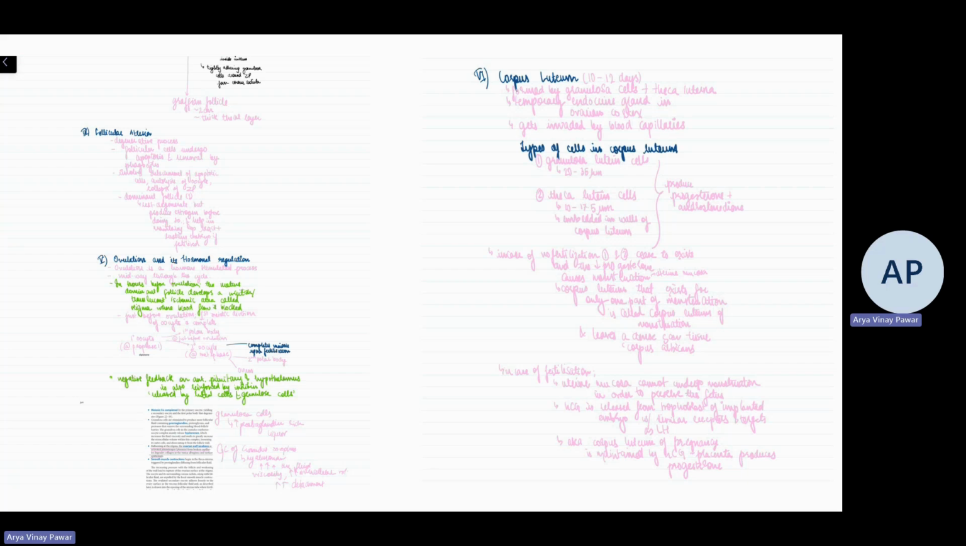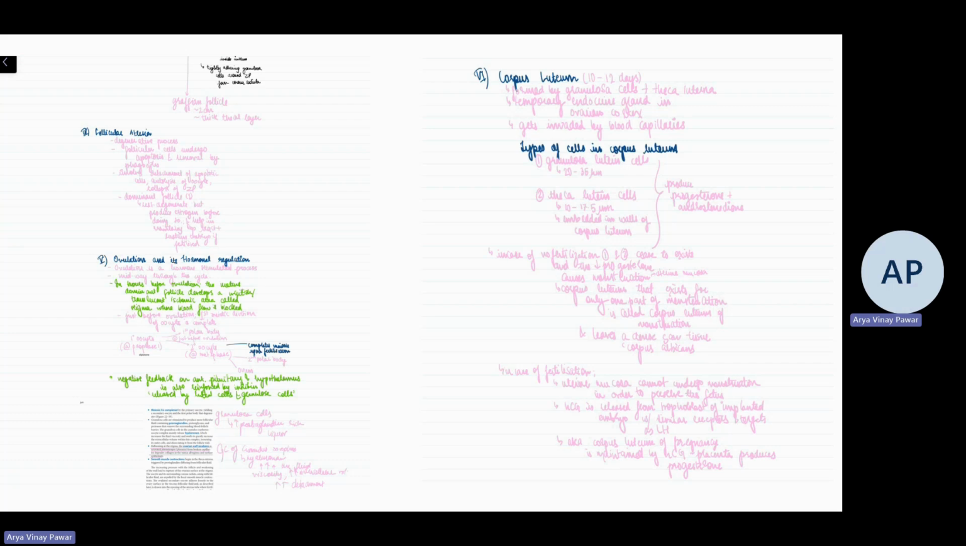However, if fertilization does occur, the corpus luteum acts as a temporary endocrine gland and secretes progesterone to ensure that the zygote can attach to the uterine wall. So it helps in sustaining pregnancy. That's the main function of the corpus luteum. A key takeaway from the corpus luteum is simply the two main cells, granulosa lutein cells and theca lutein cells.